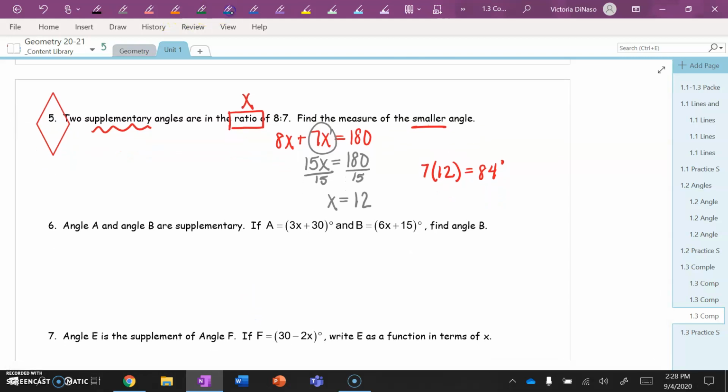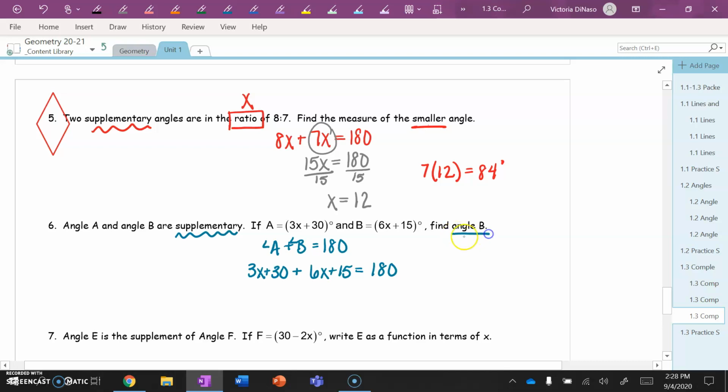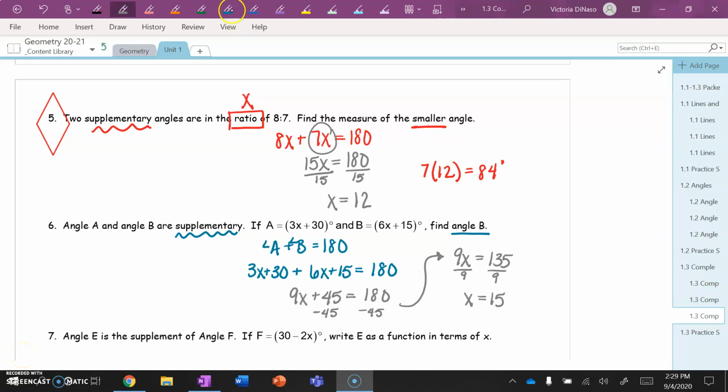In number 6, we have A and B are supplementary. So therefore, we know that A plus B equals 180 degrees. So we have A is 3x plus 30, plus B, which is 6x plus 15, equals 180. You're going to solve for x, and then we need to plug it in to find angle B. Once you solve, you'll get that x equals 15. To find angle B, we're going to input the 15 in for x. So we have 6 times 15 plus 15, which equals 105 degrees.